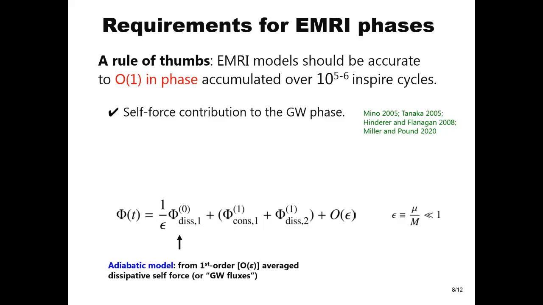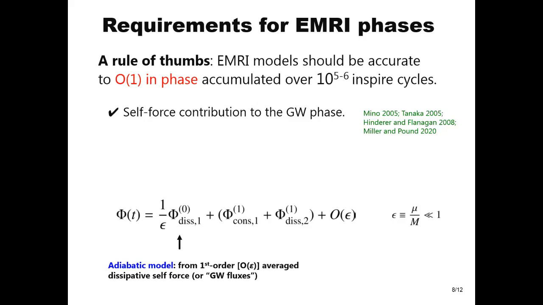And each term in the mass ratio expansion in phase needs a certain input of the self-force effect to drive the inspiral dynamics of EMRIs. So let's start with the leading order term. The leading order phase term is proportional to the inverse of the mass ratio. And to get this phase term, we need the first order dissipative self-force to evolve the EMRI orbital dynamics. The waveform model that accounts for this leading order phase term is called the adiabatic model.